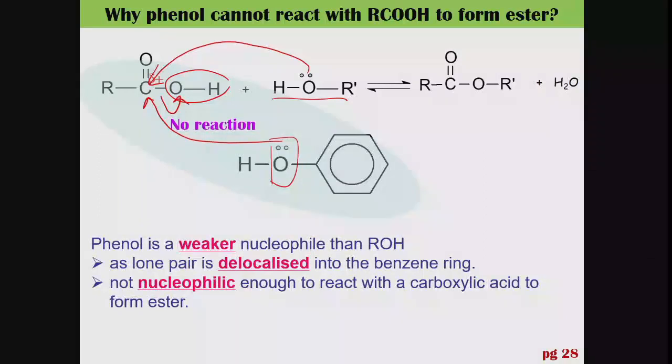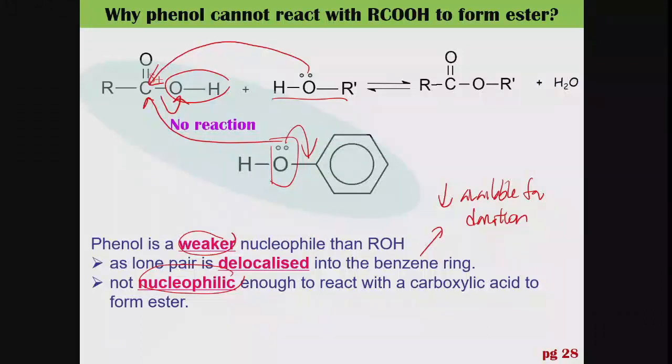Why is that so? Because phenol is a weaker nucleophile than alcohol. Why is it a weaker nucleophile? Because this lone pair can be delocalized into the pi electron cloud of the benzene ring. Because of the delocalization of the lone pair, this lone pair will be less available for donation. Once it's less available for donation, it will not be nucleophilic enough to react with carboxylic acid. Hence, there's no reaction with carboxylic acid.